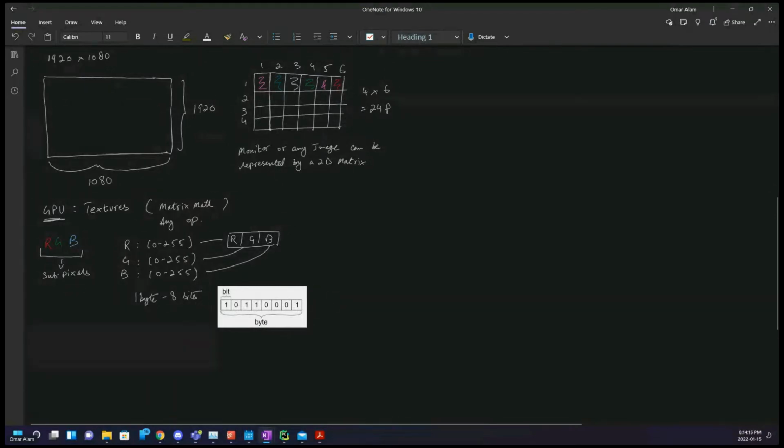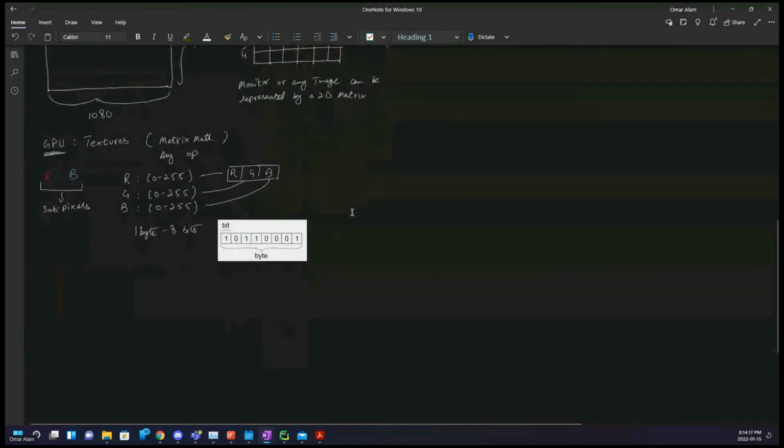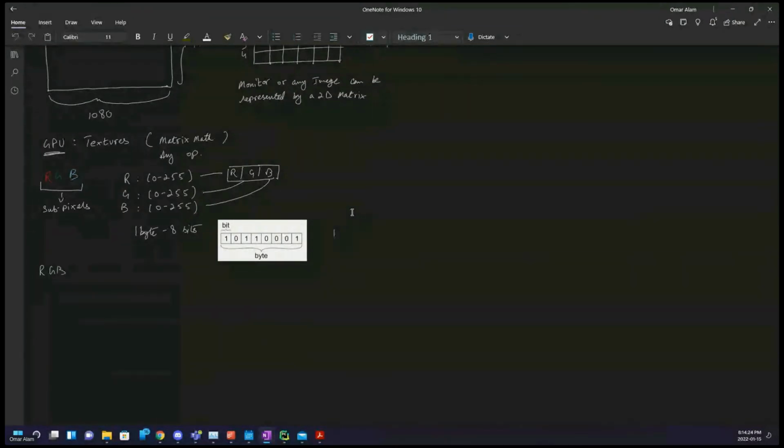All right. So now that we have that information, we can reason that for RGB, each subpixel takes up exactly 1 byte in memory. So memory could be RAM, it could be your hard drive, it could be any sort of memory.